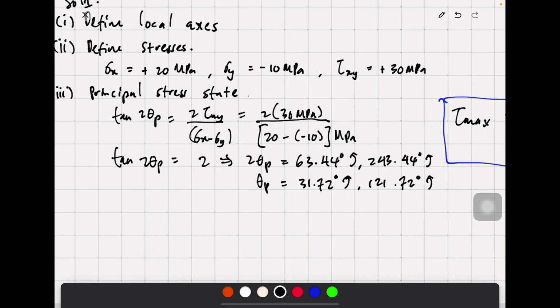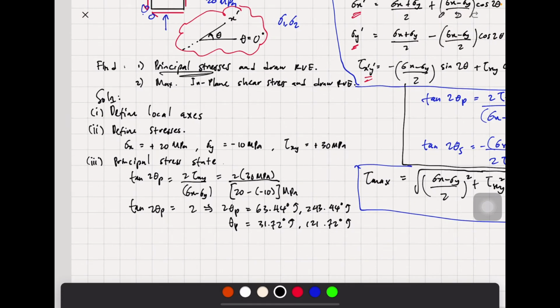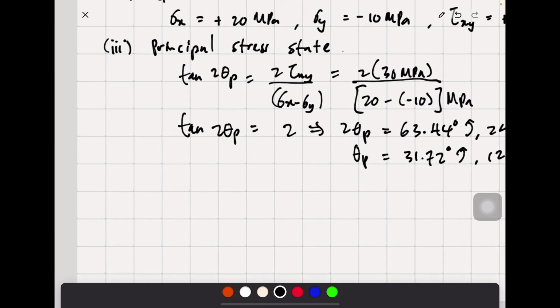so the state of stress for the principal stress, there we already calculate the angle. The question for this particular example, they ask to define the principal stresses. I haven't shown the principal stresses. This is the first time that we're going to do the calculation for principal stress. Yet another formula, principal stress.